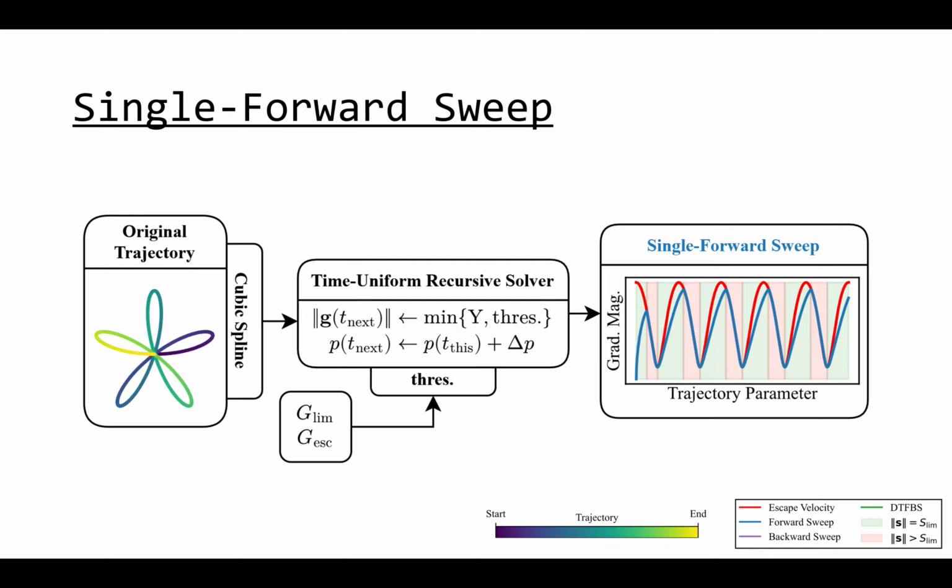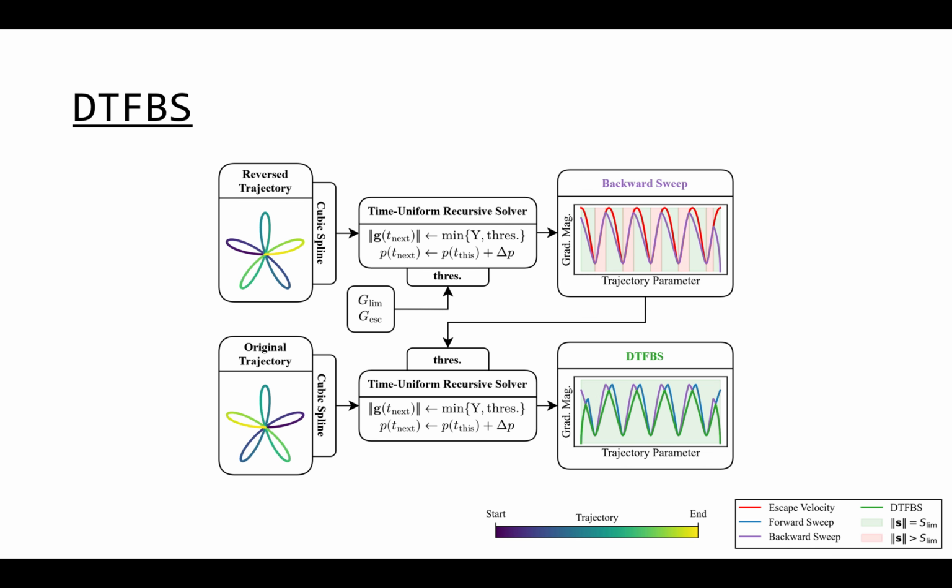I paint the part of the gradient waveform violating the spheroid constraint red and otherwise green, as shown in the right figure. Please note that as long as the gradient amplitude does not saturate the escape velocity, it's impossible to break the spheroid constraint. So we have to introduce a new strategy named discrete time forward and backward sweep.